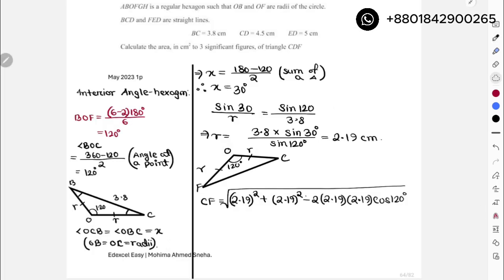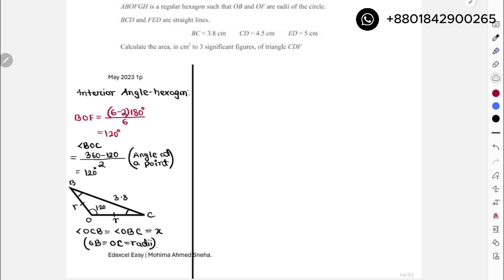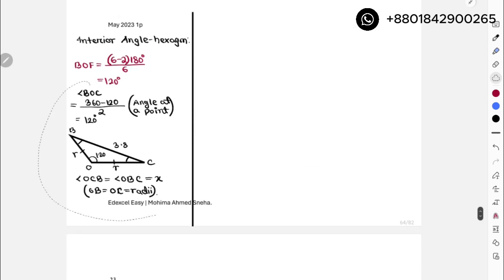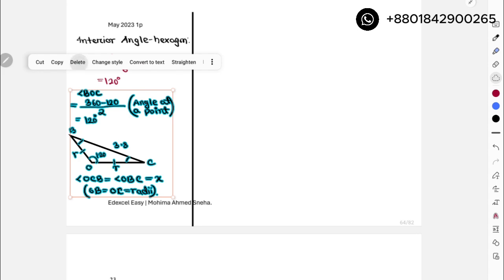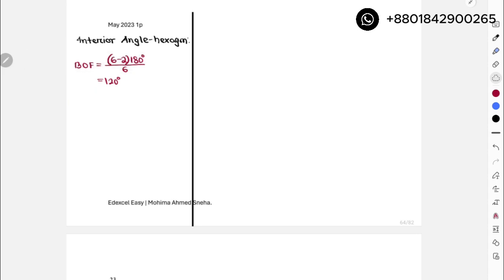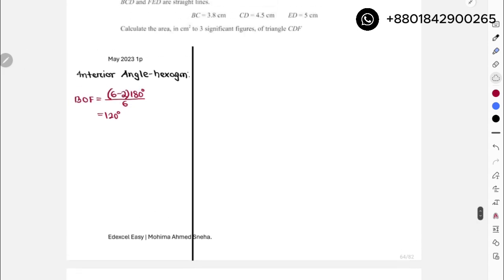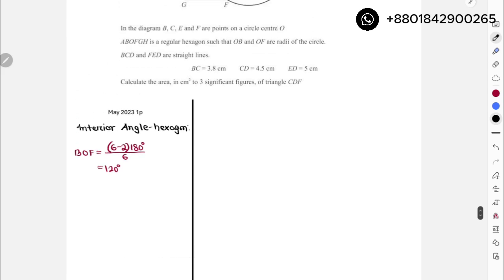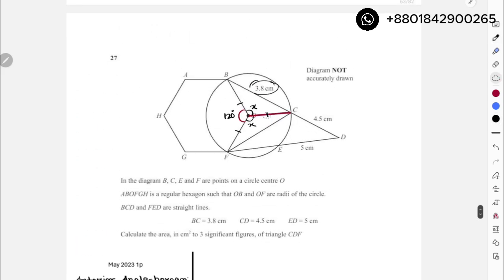Sorry guys, we could have done this a little bit easier. The formula that I was using was giving me a labyrinth kind of process, because at the end I was always getting that the value for CF is also going to be the value for BC, which is 3.8 approximately. So let's not use this process. We can use an easier method over here.